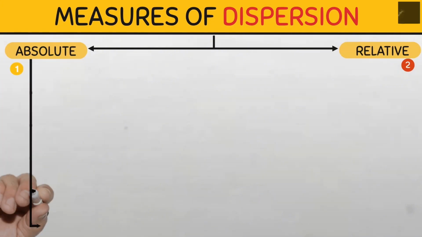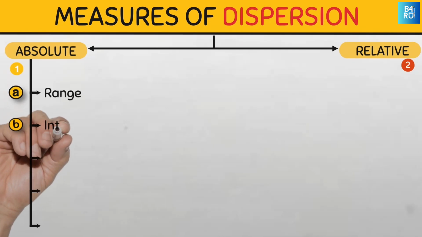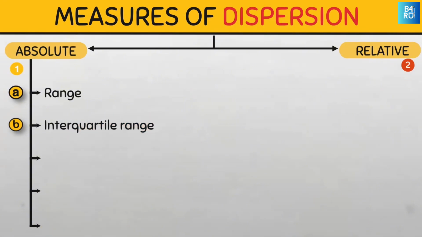Here are the 5 most common ones. A. The range, which is the difference between the highest and the lowest values in a dataset. B. The interquartile range. This is the difference between the upper and lower quartiles, showing the spread of the middle 50% of the data.